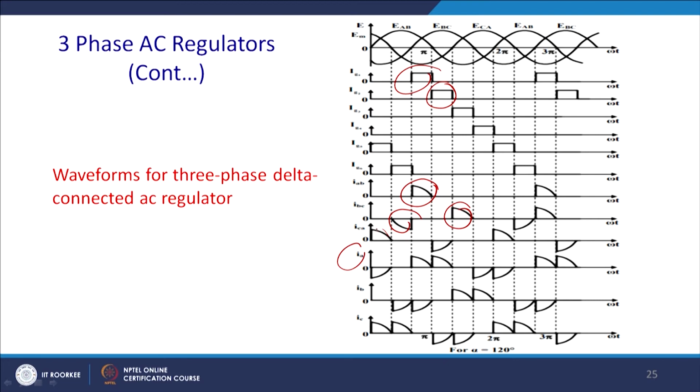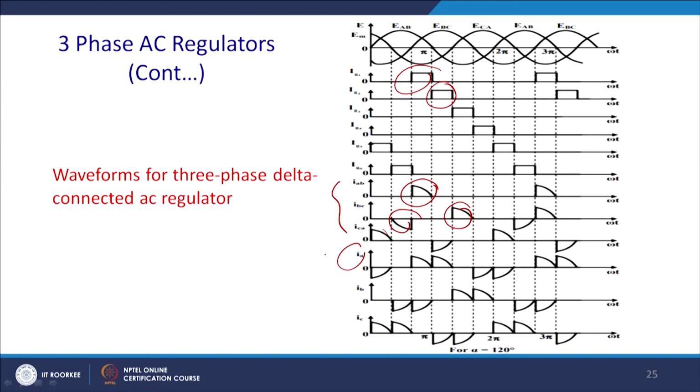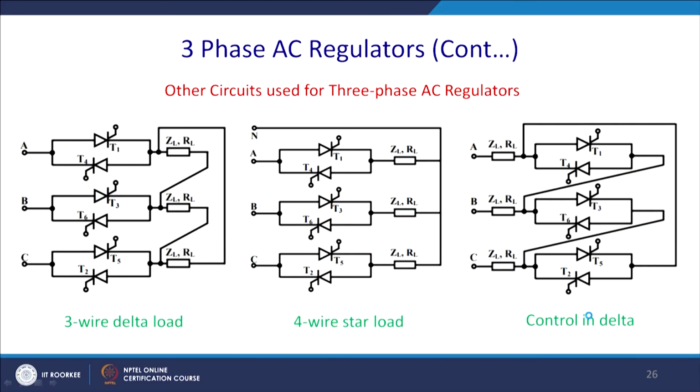There is no difference between the line voltage and the phase voltage, but there will be a difference between the line current and the phase current for angle 120 degree. So, you get this kind of ripple configuration.